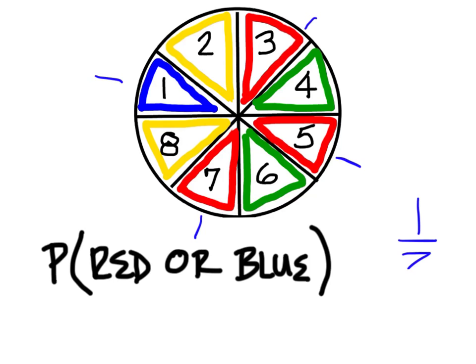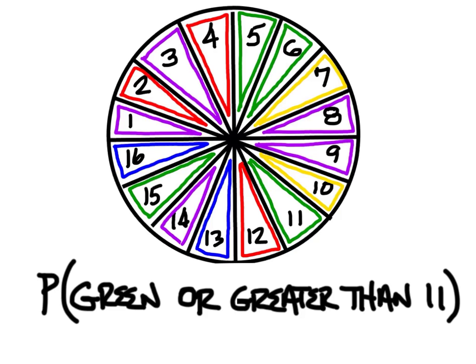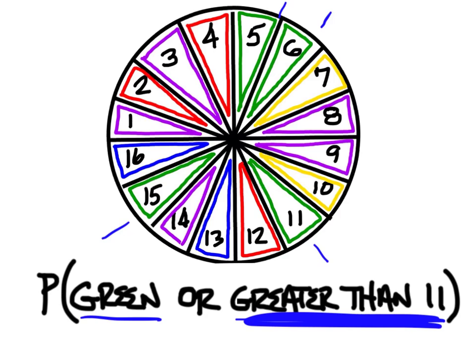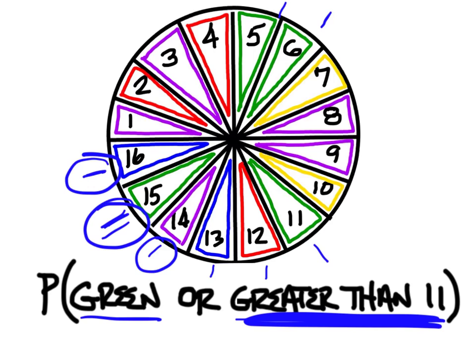Example 4. This one is a bigger spinner. But you still do it the same way. You have green, so there's 1, 2, 3, 4 green. Now you need the ones that are greater than 11. So that would take care of 12, 13, 14, 15 is marked twice, and then 16. Just add them up. 1, 2, 3, 4, 5, 6, 7, 8, and once again the answer is a half.